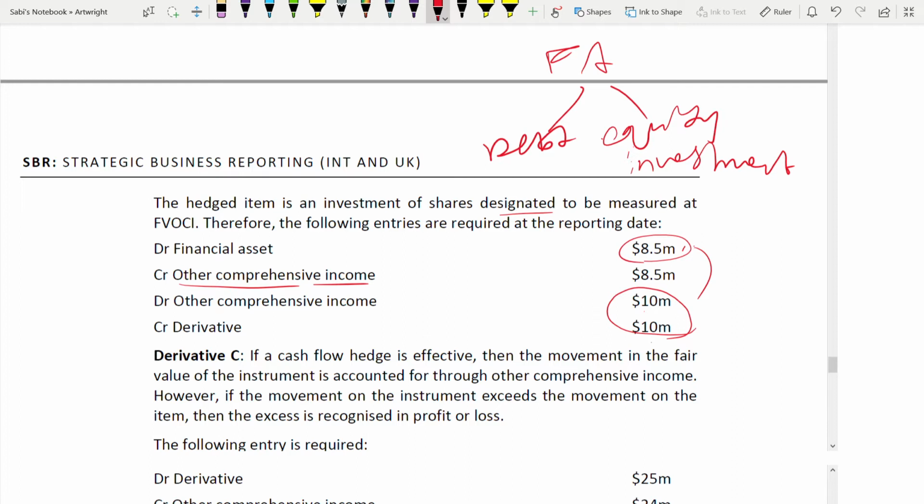Because the value went up. That's why you're debiting financial asset 8.5, and it's a gain. Gain will go to other comprehensive income 8.5. We know the first part. This part we know. What about the next part? How is it 10?